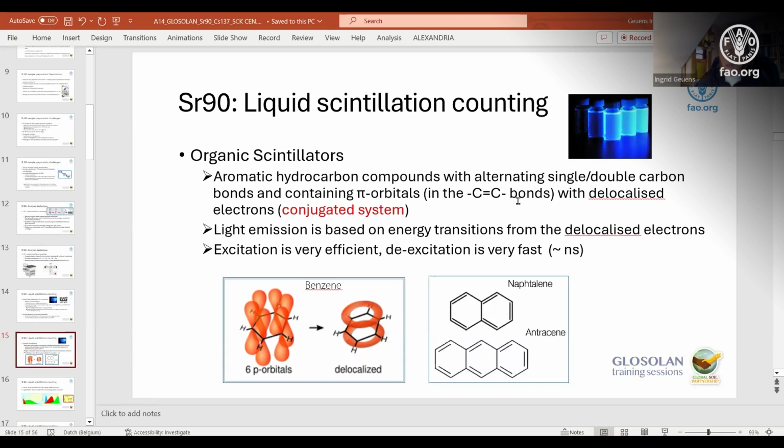And really in the dark, you can see the samples glowing. This is also the blue glow you can see sometimes if there are pictures taken from a nuclear reactor, you also see that blue glow.